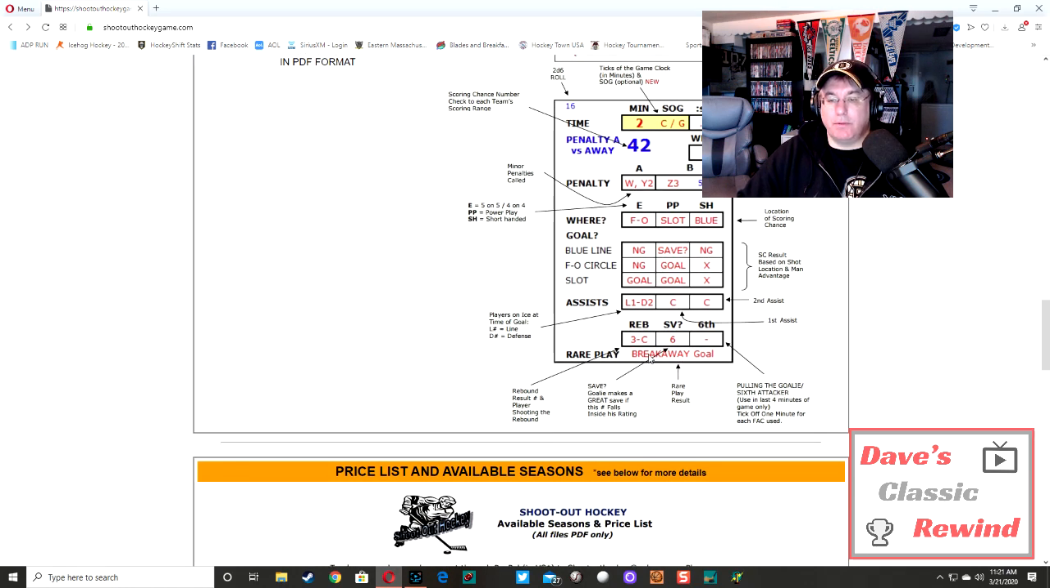Sometimes there's rare plays that happen. Here's your rebounds down here and your saves, so you can even use the cards for rebounds and saves if you wanted to. And 6 man is when you pull the goalie.